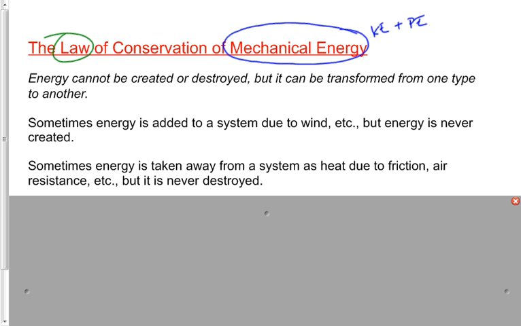Similarly, sometimes it looks like energy is destroyed. Like in the case of the car slamming on the brakes, kinetic energy turned into nothing, right? But if we account for the sound energy, as Carrie said, and the thermal energy, as Jacob said, then it's not destroyed. It's just taken away due to friction, converted to some other kind of energy. If we account for all the kinds, then energy will never be destroyed or created, for that matter.